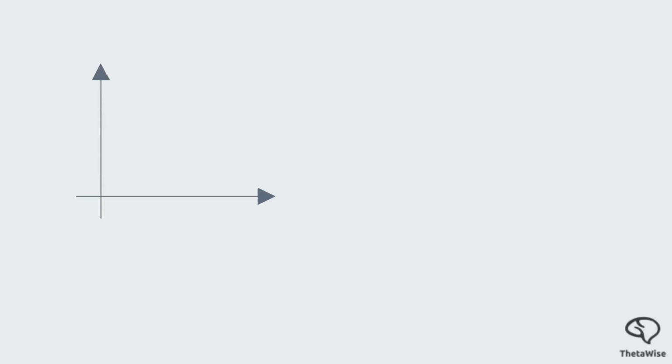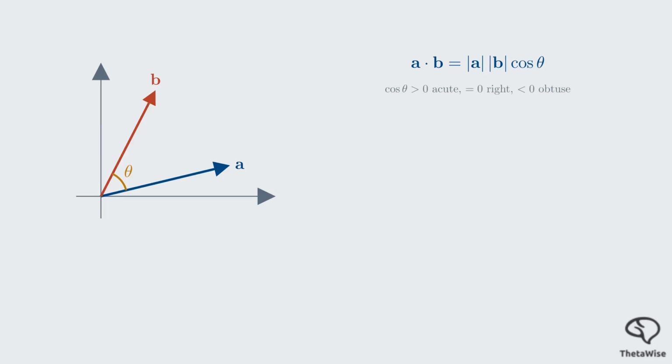The dot product is the machine that measures alignment. Given vectors A and B with angle theta between them, A dot B equals the magnitude of A times the magnitude of B times cosine theta. Because cosine is positive for an acute angle, 0 for a right angle, and negative for an obtuse angle, the sign of a dot product tells us the angle type.